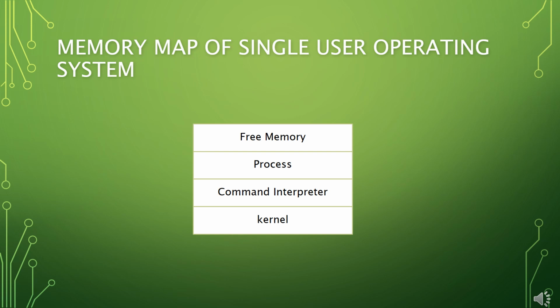An operating system like MS-DOS is a single user operating system. The memory map of such an operating system consists of a program to be executed, that is the process, free memory available, command interpreter, and kernel. The command interpreter of the single user operating system is invoked when the computer is started.